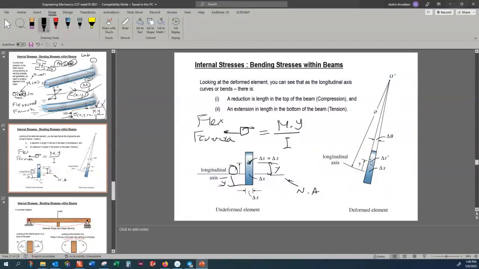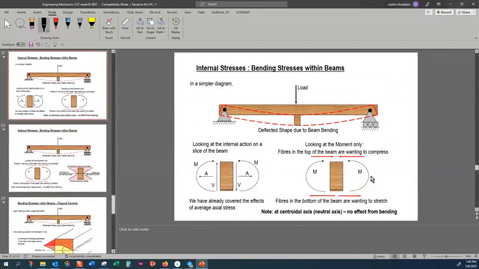When you do the bending, the inner part of the beam is subjected to compression, and the outer fibers are under tension. Here I'm assuming a positive bending, which is shown here.